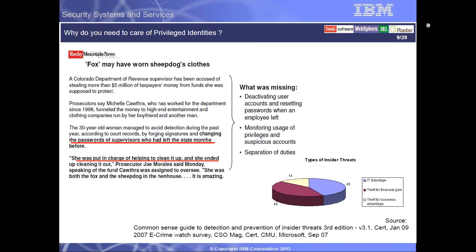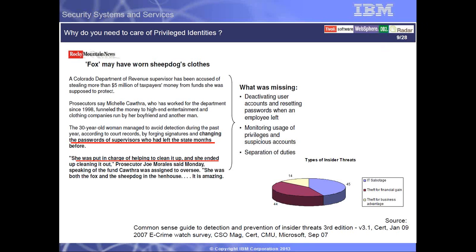There's another one. This lady in the Colorado Department of Revenue was supposed to fix the IDs or clean the IDs, and she ended up cleaning it out. What she did is she changed the passwords of supervisors who had left the state office or the State Department, and she forged their signatures and did the transactions.